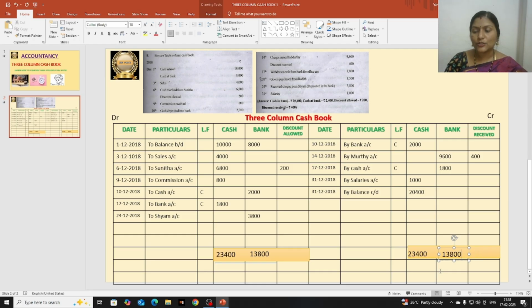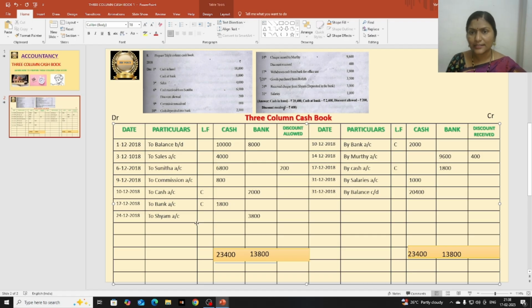Next, you should see which side amount is less. Where is the amount less? Credit side. How much total did we get on the credit side? We calculated it as 11,400: 9,600 plus 1,800 is 11,400. That is less than 13,800. For the bank column, the debit side total is 13,800 and the credit side total is 11,400. The credit side amount is less.